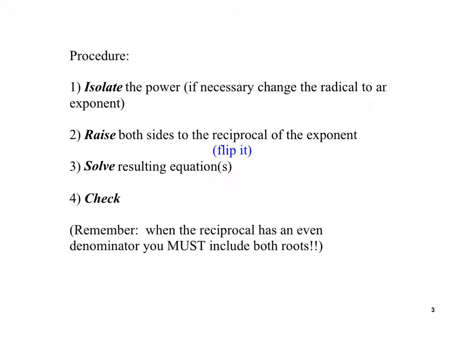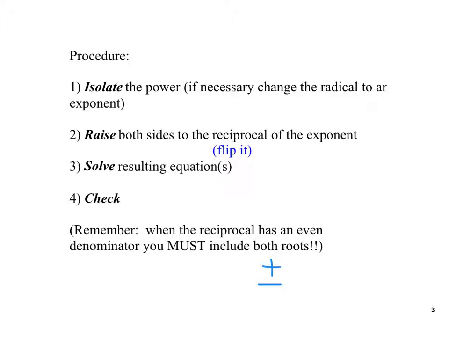So these are the steps to solving this. Isolate. Now, this is the key to anything. Whenever we solve any sort of equation, we always have to isolate the weird thing first. So in this case, we remember before we isolated the absolute value. Now we have to isolate the power. The thing with the exponent needs to be isolated. If we have a radical, probably changing it to an exponent is best. Raise both sides to the reciprocal exponent. That just means flip it like I did. Solve, and then checking is probably a good idea. This is your reminder: if you have an even denominator, you must include both roots. That means the plus or minus thing.